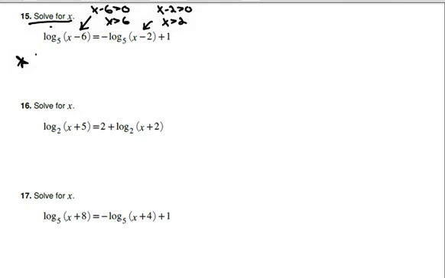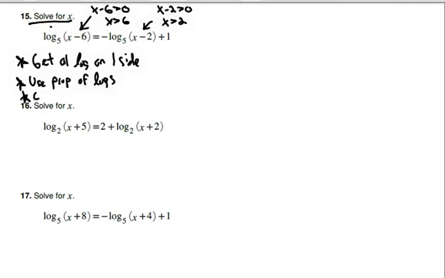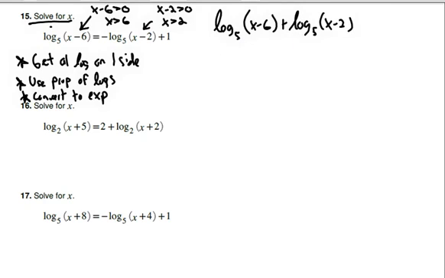So, all right, this is going to play a role here in a minute. Now let's go ahead and solve our problem. So we're going to get all, I didn't even spell all right. Sorry about that. So get all the logs on one side. Use the property of logarithms to combine them, then convert to an exponential. So let's go ahead and do that. So I'm going to add this term over here to both sides. So I have log base 5 of x minus 6 plus log base 5 of x minus 2 equals 1.